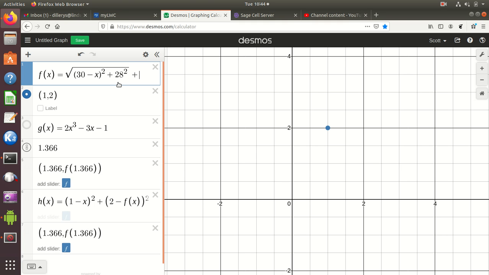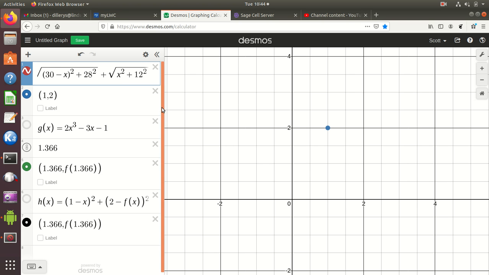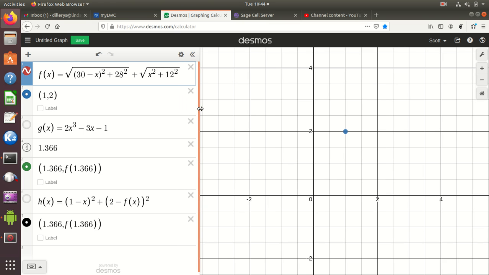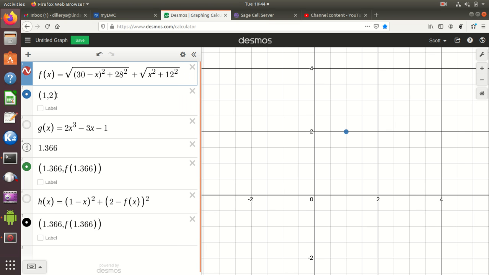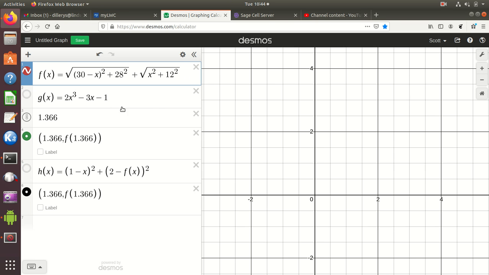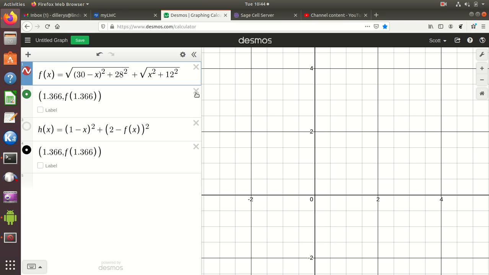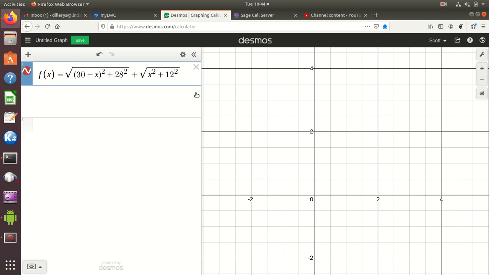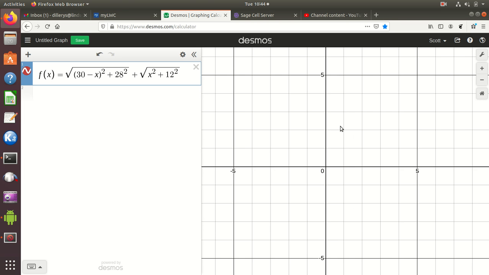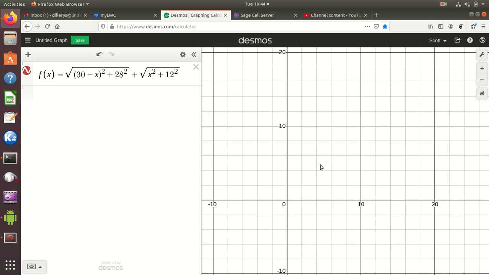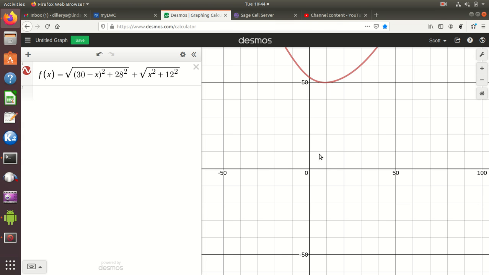So f of x is that plus, and then the other one was the square root of x squared plus 12 squared. Okay, and I can grab this thing and pull it wider so I can see that whole function. Now, I don't need that point. I have the function here. I don't need all that stuff. So I'll just get rid of all those things. So there I've got the function. I don't see it. I'll have to zoom out here a little bit. There it is.